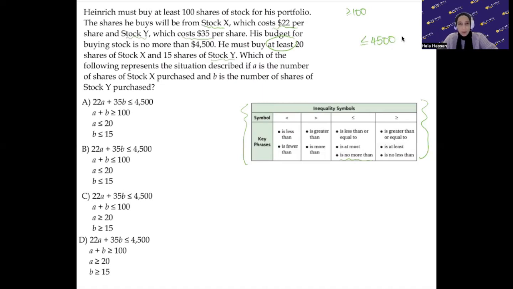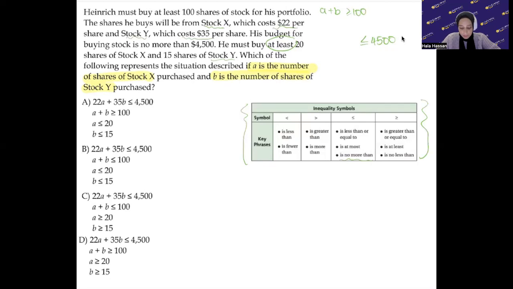All right, if I were to go back and put all of this together, we'll look at this. Keywords over here: number of shares from stock X is A, number of shares from stock Y is B, okay? So technically, if I were to have A plus B, remember how they said in total they have to have at least 100 shares. So the number of shares from stock X and the number of shares from stock Y together, so plus, needs to be greater than or equal to 100, right?